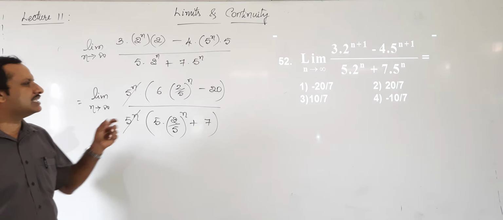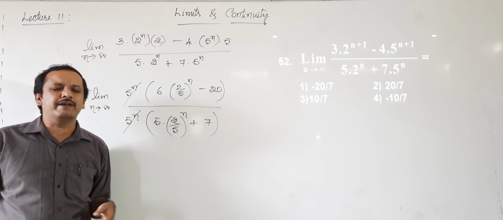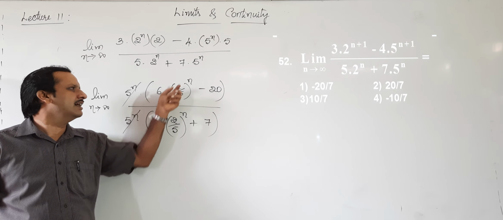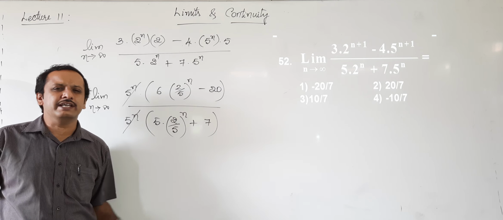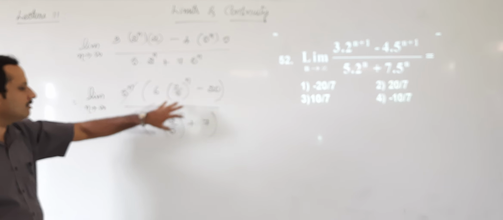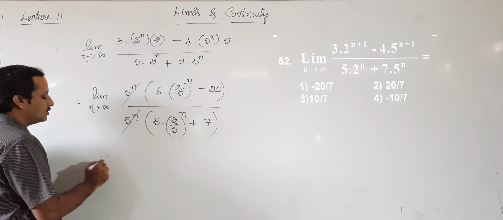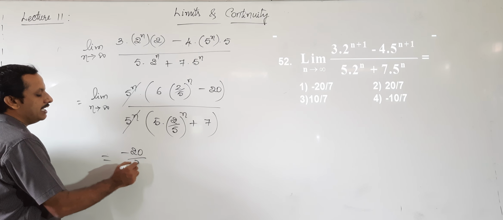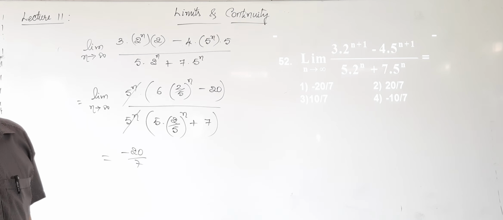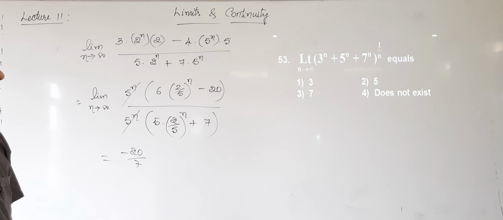Now as n tends to infinity, 2 by 5 whole power n. Observe this fraction is less than 1. When the fraction is less than 1 and as the power tends to infinity, the value of that fraction tends to 0. So this will be 0. Similarly, this is also 0. So the answer is minus 20 divided by 7. Minus 20 by 7, which is the first option.